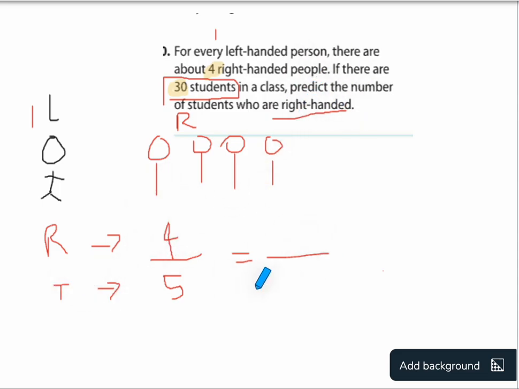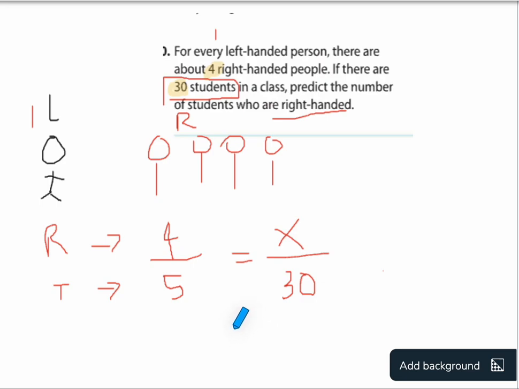Now, remember, the denominator is the total. So look at the third number. If there are 30 students in a class, that's how many total students there are. I need to put 30 at the bottom here. Remember, it has to match. That's the total amount of students, and X will go here.